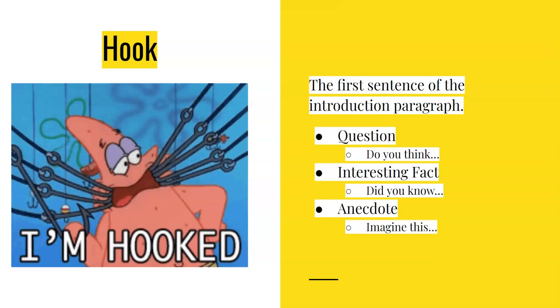The purpose of the hook is just like if you are going fishing and trying to catch a fish: you have to have a hook to catch that fish. When you are writing an on-demand essay, you use a hook to catch your reader's attention. There are three different types of hooks that you might choose to use. The first type of hook is a question. The second type of hook is an interesting fact. And the third type is an anecdote.